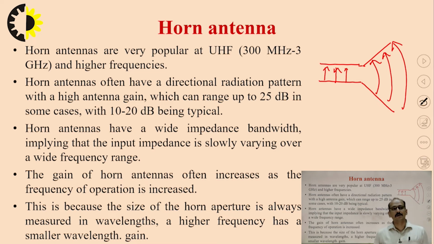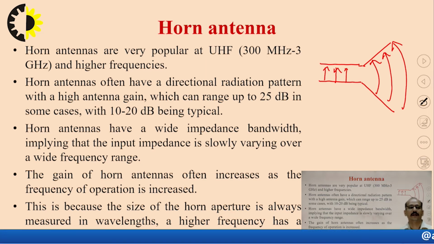Horn antennas also have a wide impedance bandwidth, implying that the input impedance is slowly varying over a wide frequency range. The gain of a horn antenna also increases as the frequency of operation is increased. And also, because the size of the horn aperture is always measured in wavelengths, a higher frequency has a smaller wavelength. It means for the higher frequency regions, you have a small horn structure.